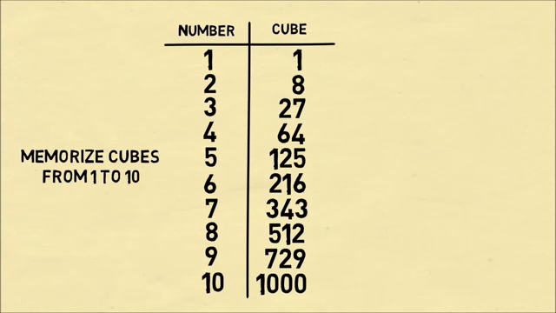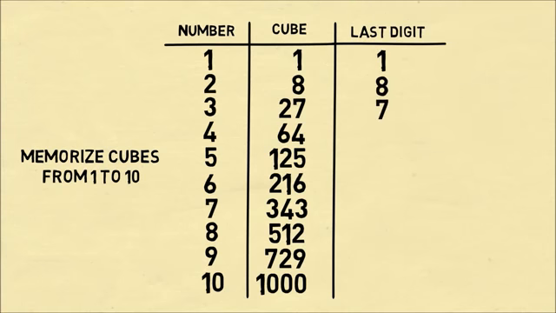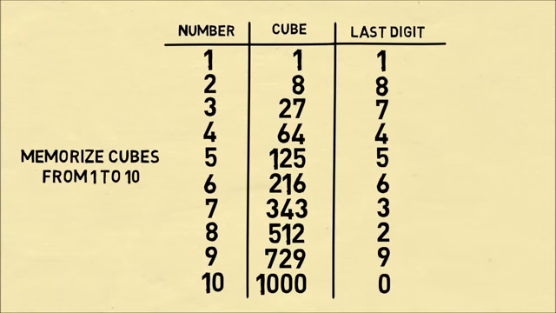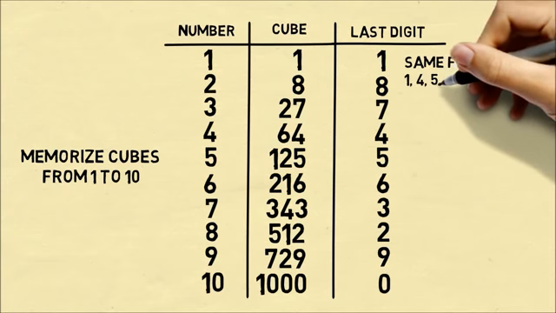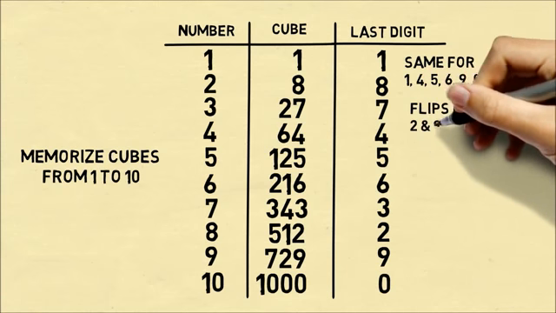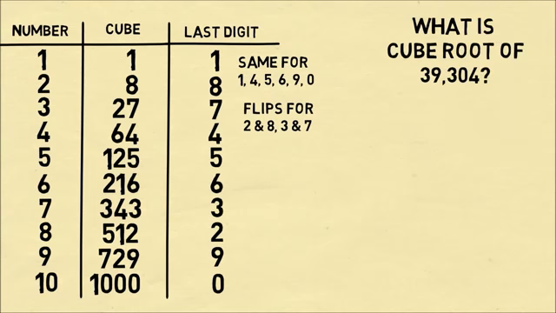Now once we've written down these cubes, I want you to focus on the very last digit of the cube. What's important is that each of these 10 numbers ends in a different last digit. And that'll be very important to doing this trick. So this will be another thing you have to memorize. When you memorize these 10 numbers, you should also remember the last digit. An easy way to remember this is that for the numbers 1, 4, 5, 6, 9, and 0, the last digit is the same as the number. And for the numbers 2 and 8 and 3 and 7, the last digit flips. So the last digit for 2 is 8 and the last digit for 3 is 7 and vice versa.